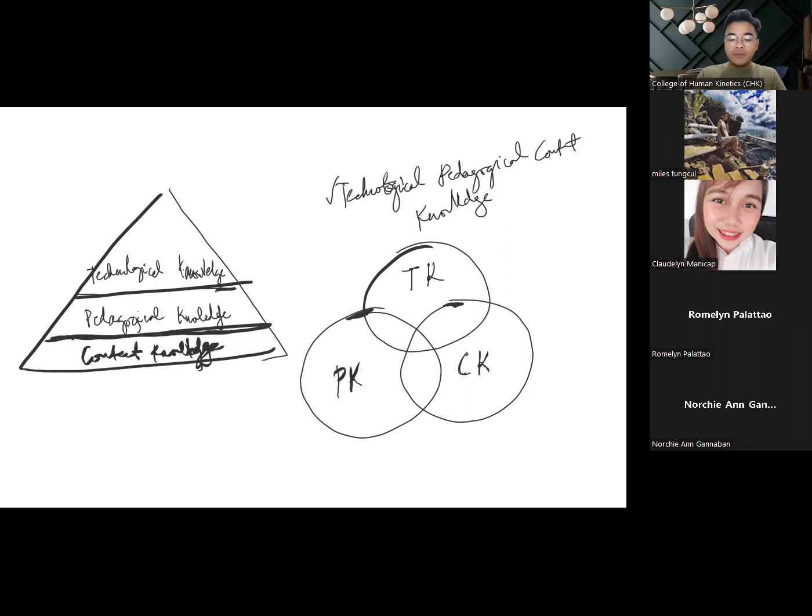Okay? So, what is CK? CK stands for content knowledge. PK stands for pedagogical knowledge, and TK stands for technological knowledge. So basically, people, CK is the what to teach.